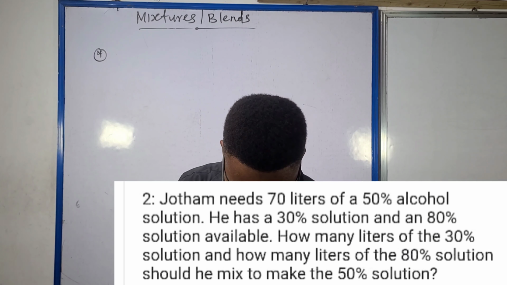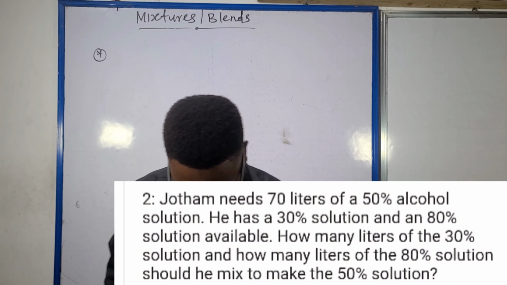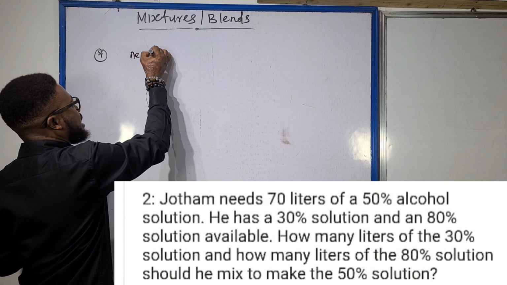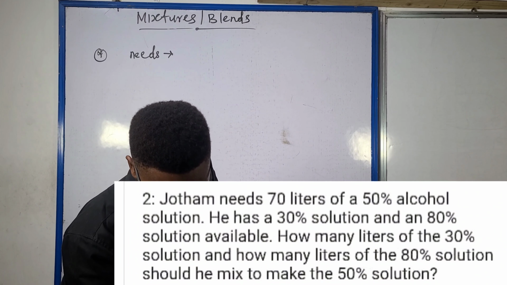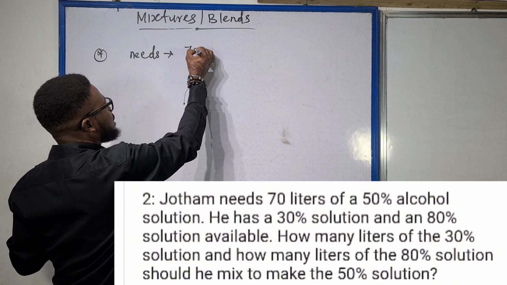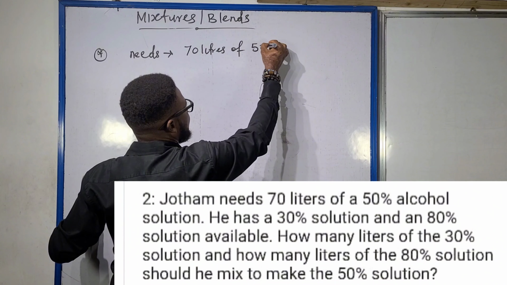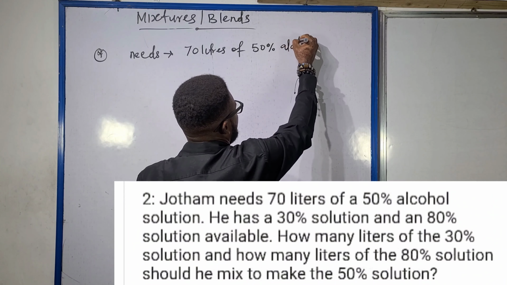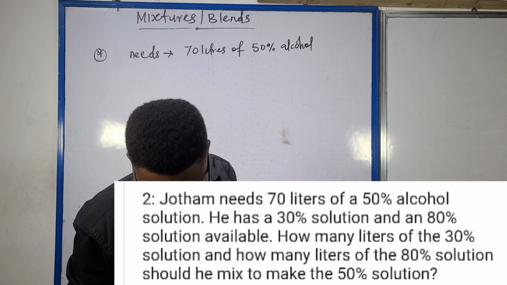Moving on to another question, as you can see on your screen. Jonathan needs 70 liters of a 50% alcohol solution. This is what Jonathan needs; this is what he wants to create. According to the question, he needs 70 liters of 50% alcohol solution.